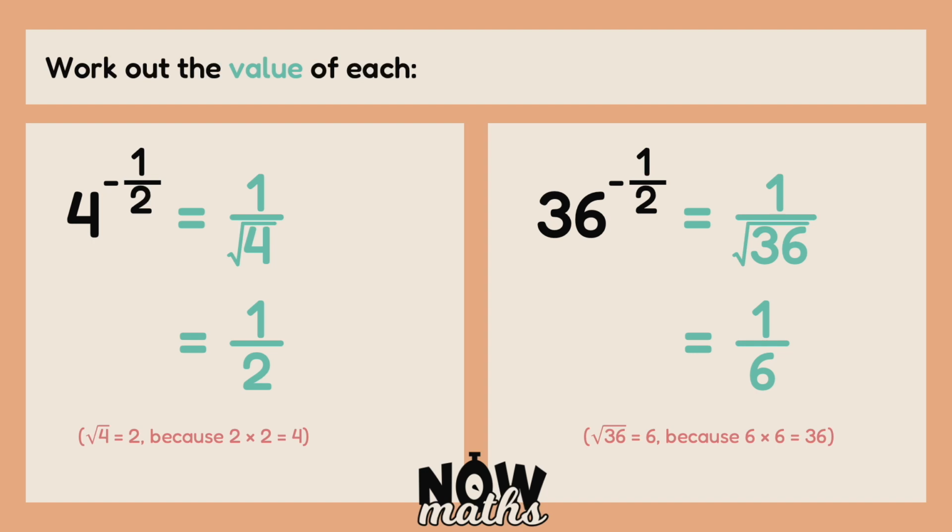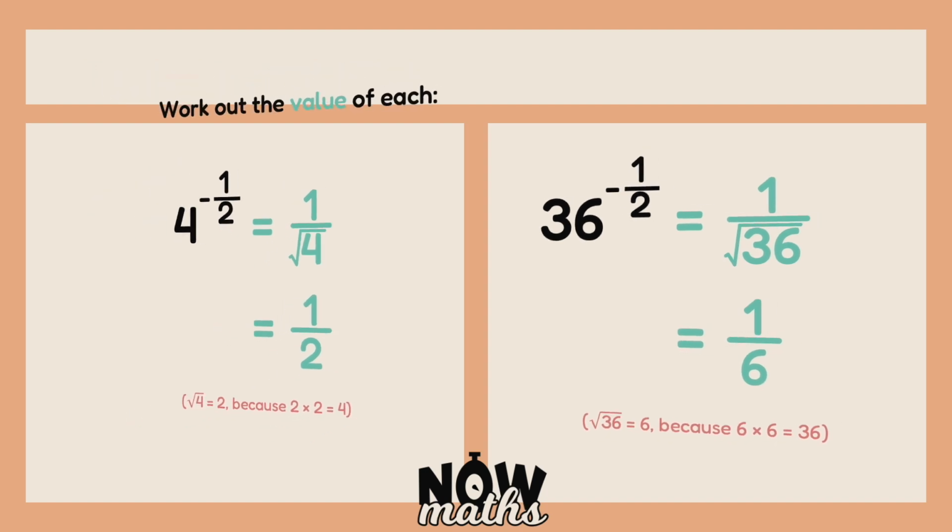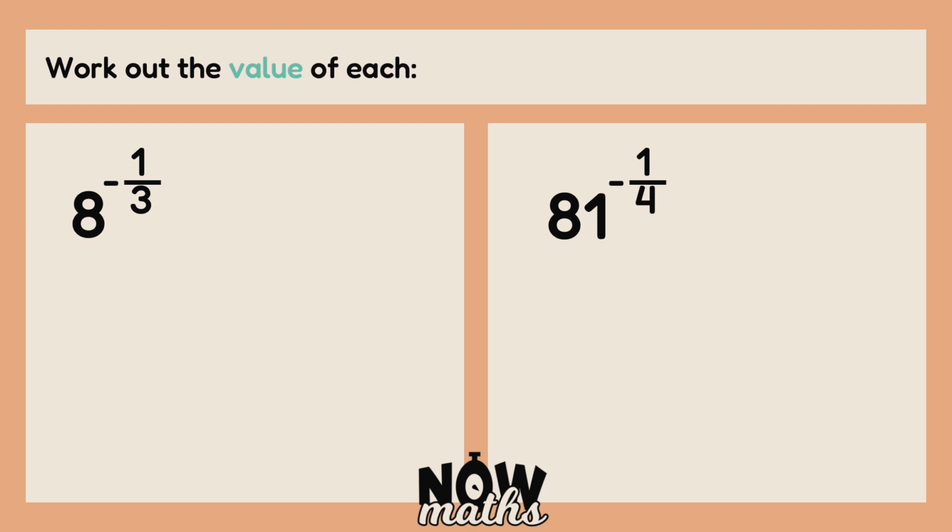Now let's have a look at a couple of different powers. For the next question, we're going to raise 8 to the power of negative a third. Again, we have a negative power, so we take the reciprocal of 8, which is 1 over 8, or an eighth. This time the power is a third, and a power of a third will cube root, so we're going to have 1 over the cube root of 8.